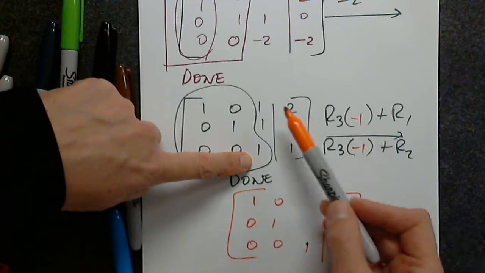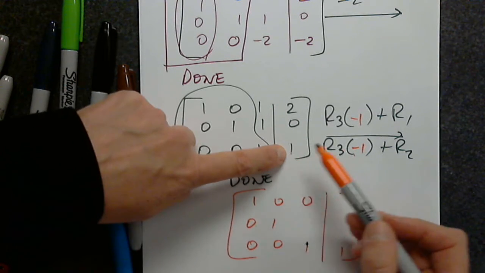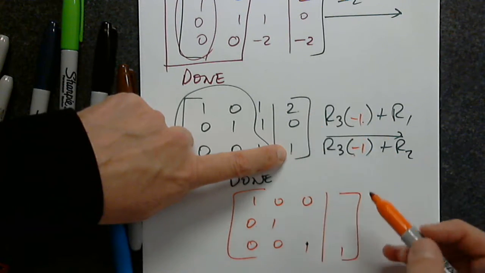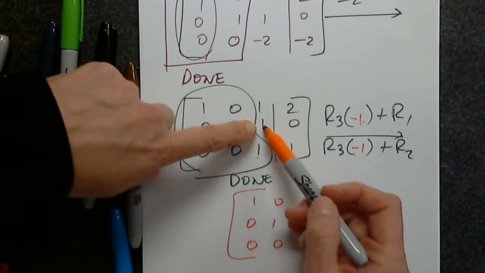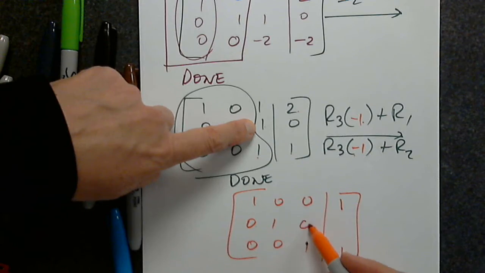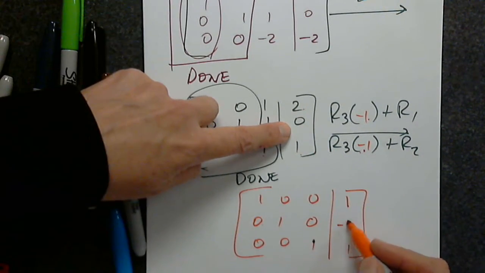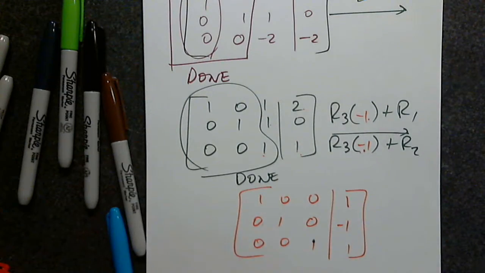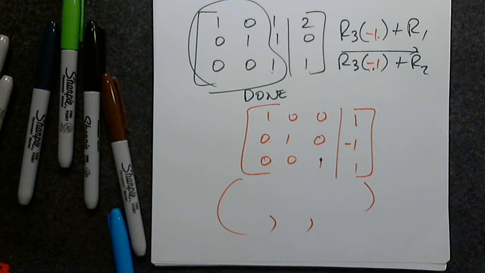1 times negative 1 plus 1. 1 times negative 1 plus 2. Perfect. 1 times negative 1 plus 1. 1 times negative 1 plus 0. What is your hope? That the solution has the following triple.